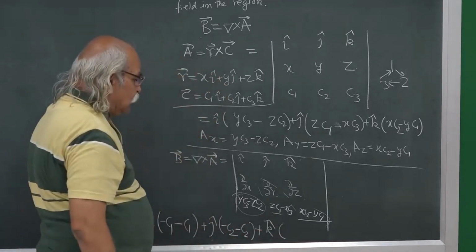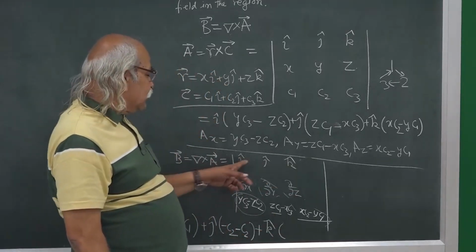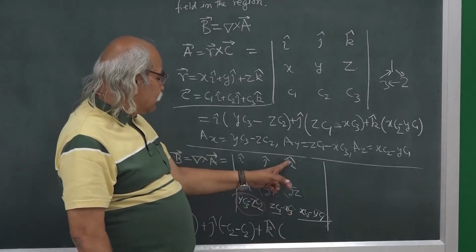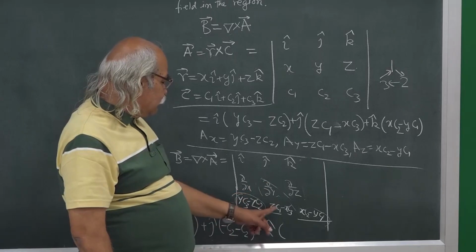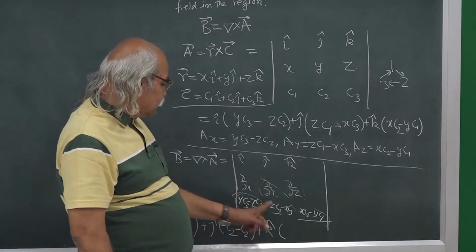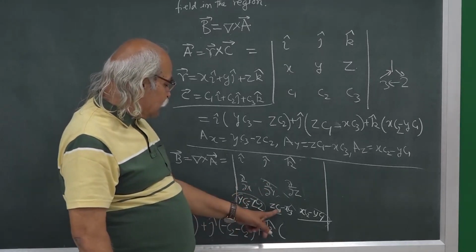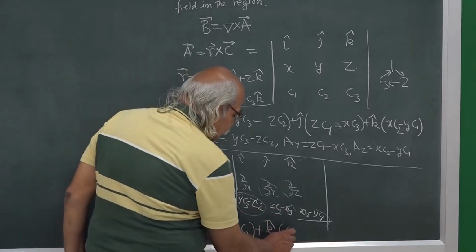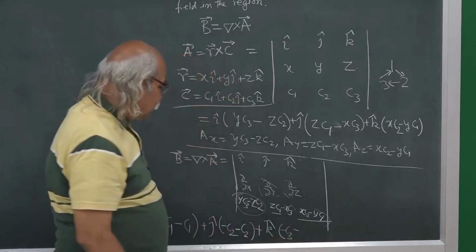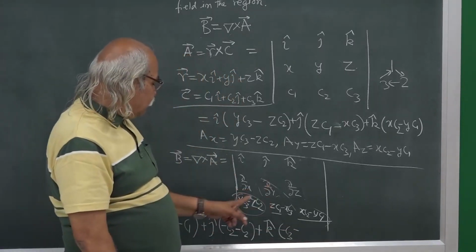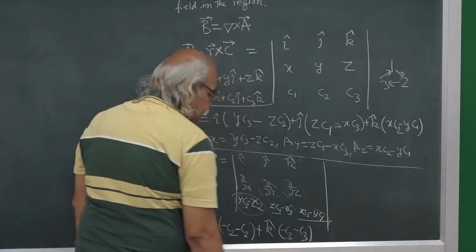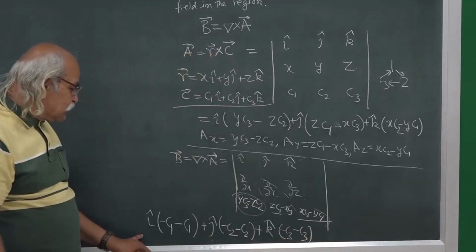Omit this row which contains k cap, omit this column which contains k cap, you are left with these 4, this one, this one, this one, this one. So, del/del x of this, how much is that? It is minus C3, and minus then del/del y of this gives you C3. So, how much is this?